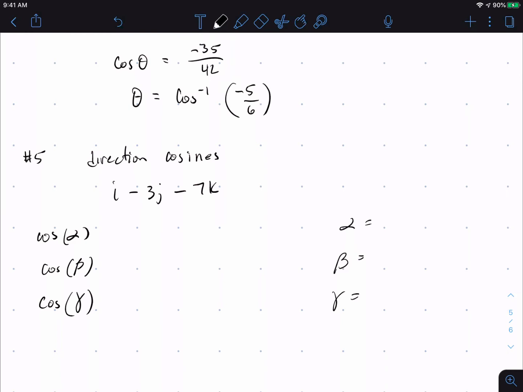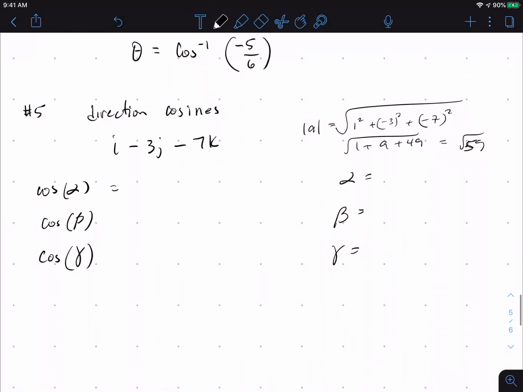Let me show you this one so you guys can figure it out. The first thing we need in this problem is the magnitude, correct? The magnitude should be 1 squared plus negative 3 squared plus negative 7 squared, rooted, and that's going to be 1 plus 9 plus 49, which gives us root 59, correct? Correct.